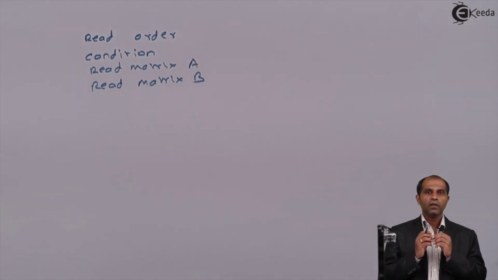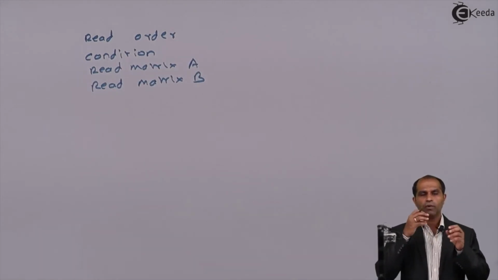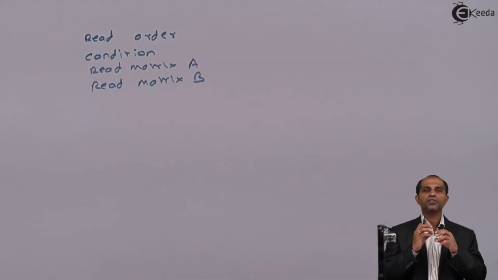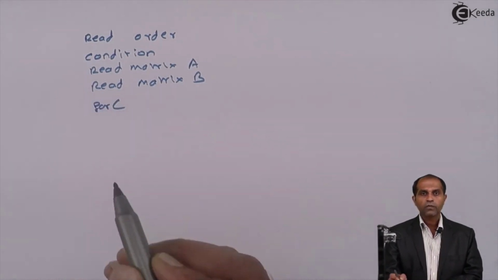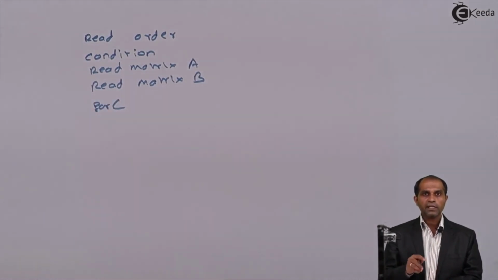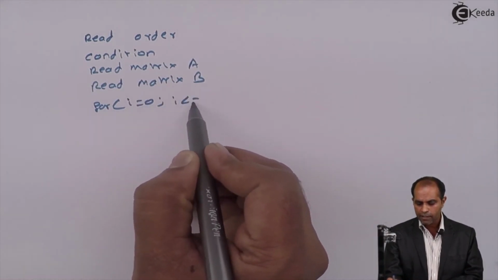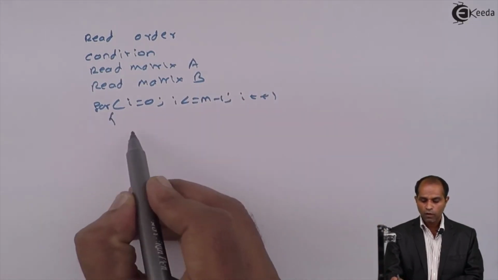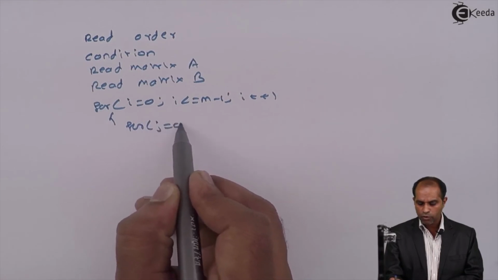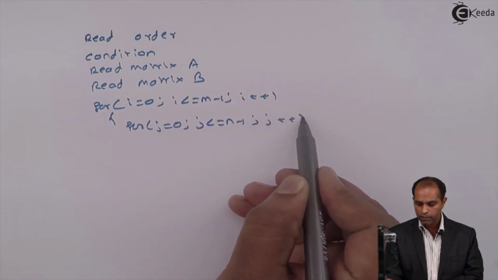You can do that. In the previous code, I had processing as a separate step and then I went for display. You can merge these two if you wish. How to merge these two? Let me say this for. So here I'm adding and simultaneously I'm displaying the values. So I'll say for I equals to 0, I less than equals to M minus 1, I plus plus. For J equals to 0, J less than equals to N minus 1, J plus plus.